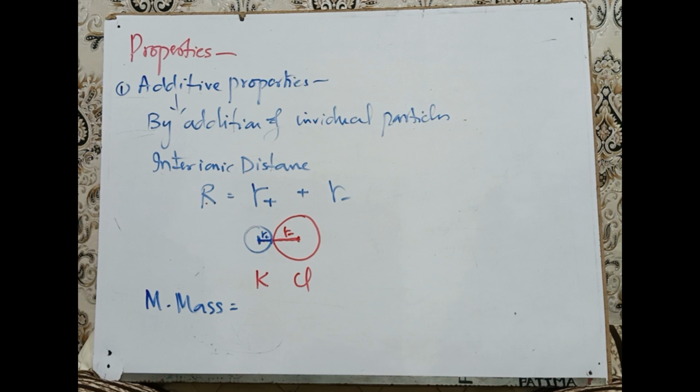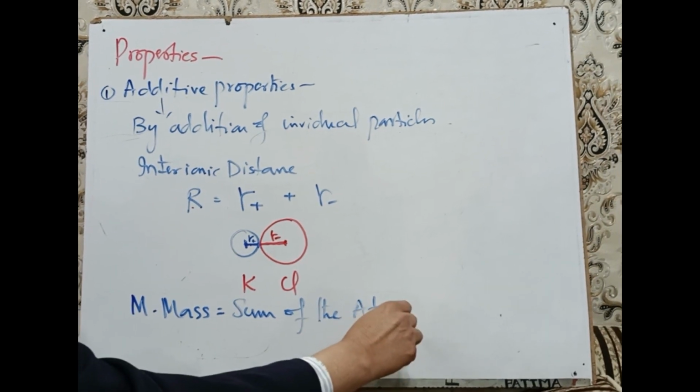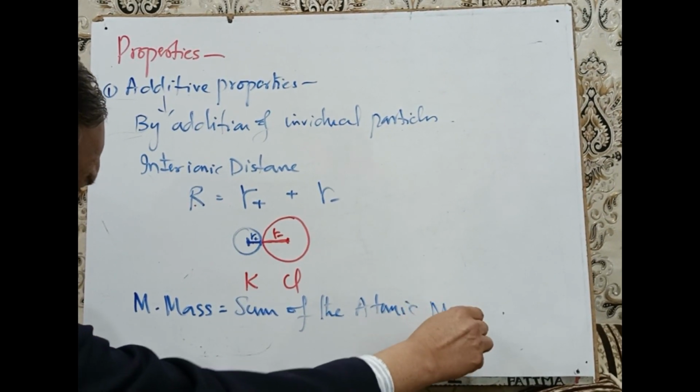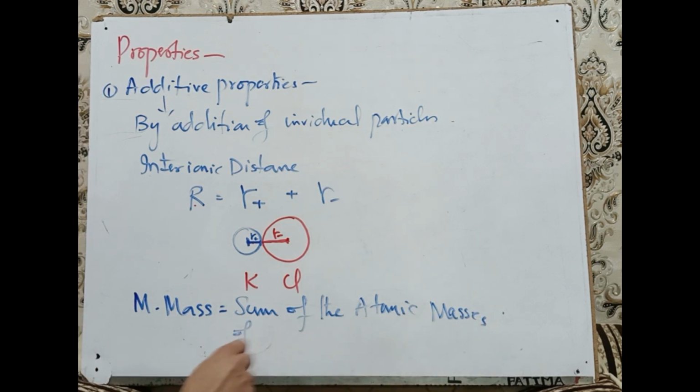Similarly, if you want to calculate molecular mass, it can be calculated by the sum of the atomic masses of all atoms. So molecular mass is also an additive property because it can also be calculated by adding the atomic masses of all the atoms. So such type of properties which can be determined by addition are known as additive properties.